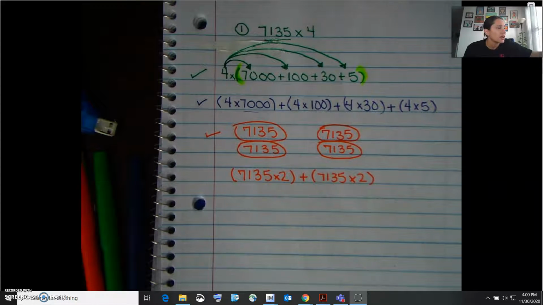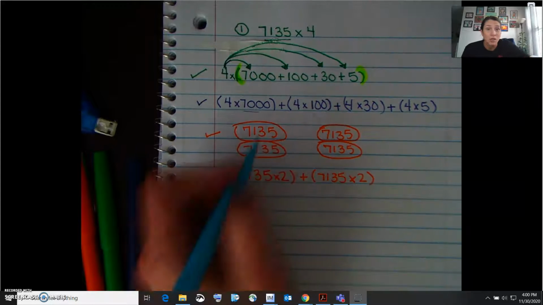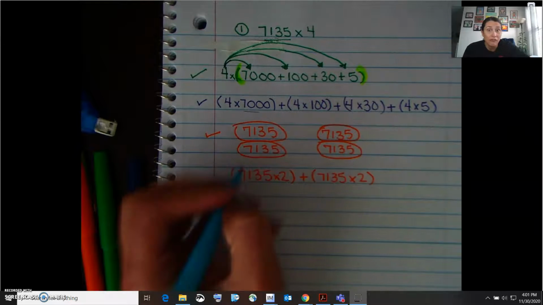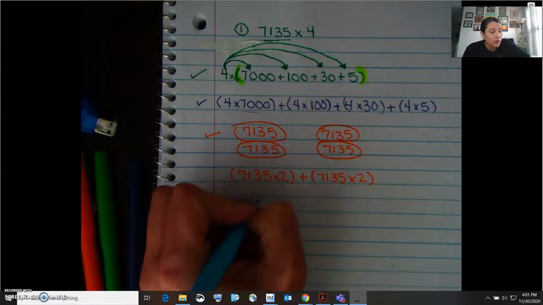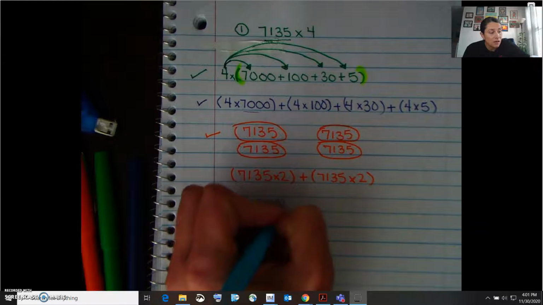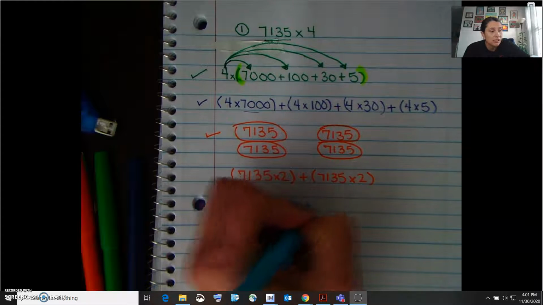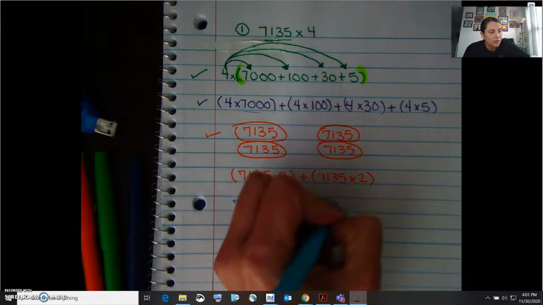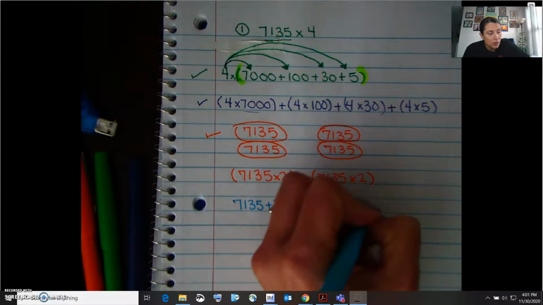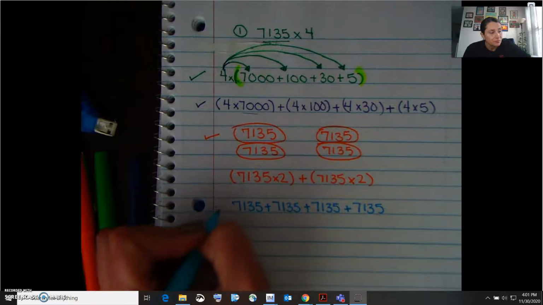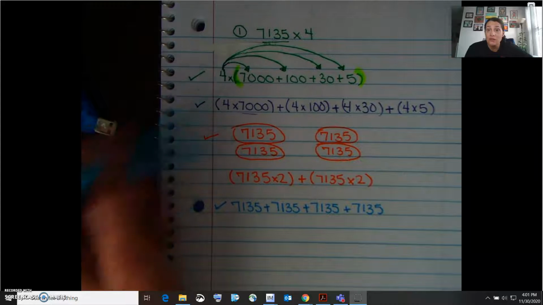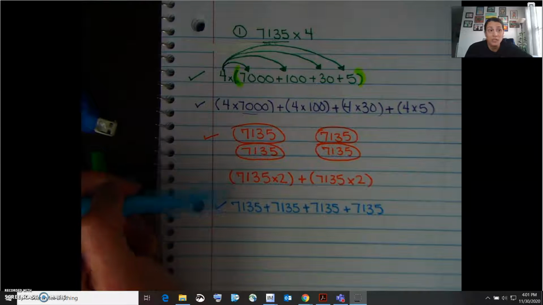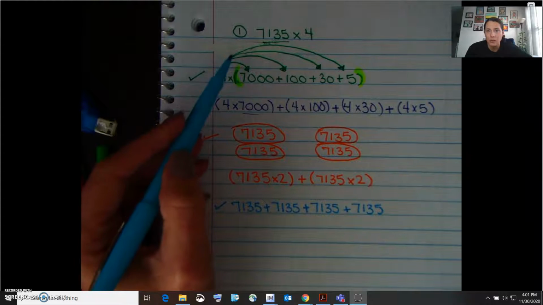And then our very last way is remembering that it is repeated addition. So how many groups do we have? We have 4 groups. So you could also write 7,135 plus 7,135 plus 7,135 plus 7,135. So that is another way that we can write this. We have to choose the ways that are easiest for us. And with this one, we would of course use our area model. So that is another way we can write it.